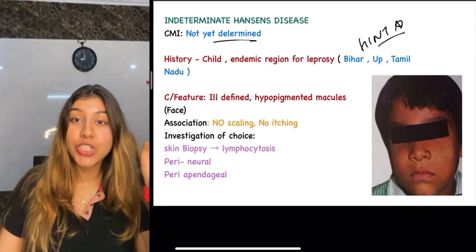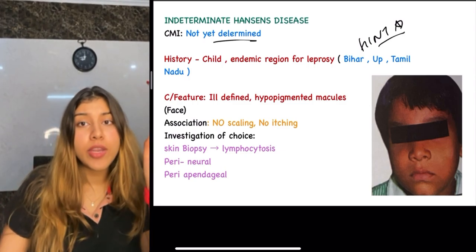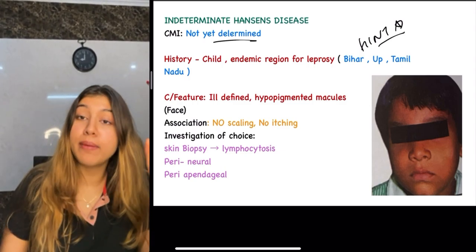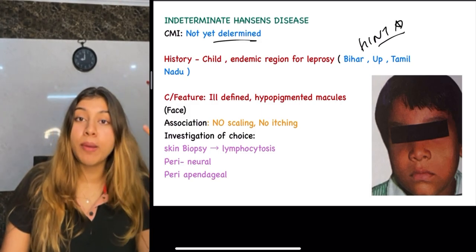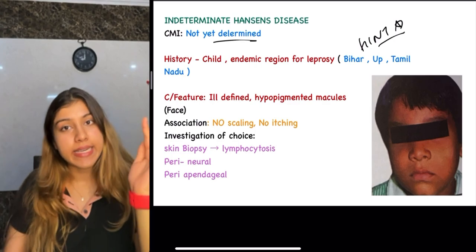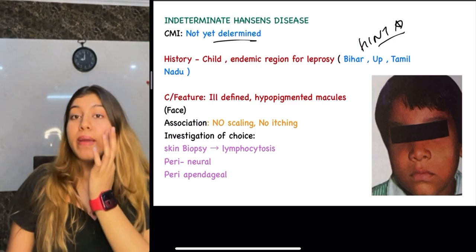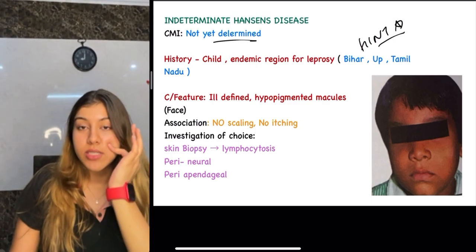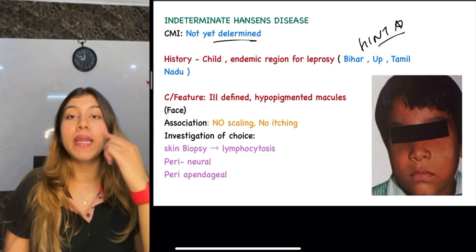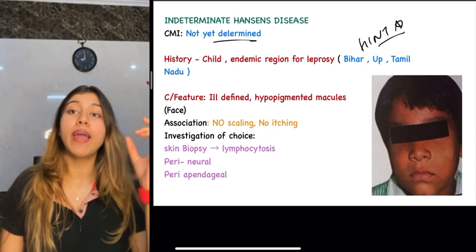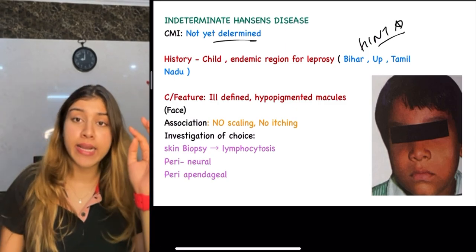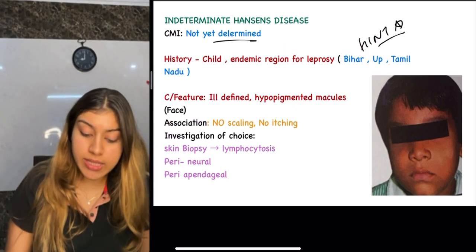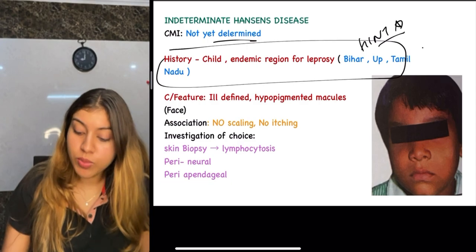They will tell you that there's a child from an endemic area of leprosy. And what are the different endemic areas of leprosy? It is going to be Bihar, Uttar Pradesh, Tamil Nadu. So you will see that there's a little boy who has come with a hypopigmented macule on the face, and this child is from Bihar or UP or whatever they'll give you in the question. So this is our hint.